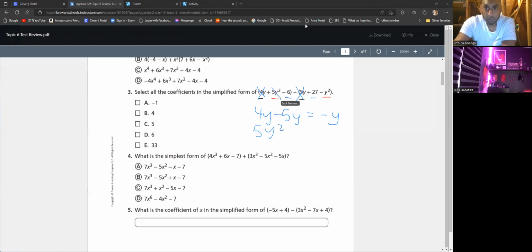What is 5y squared minus y squared? What's the coefficient there? What's 5 minus 1? It's 6y squared. Okay. That's it. Yeah, that's it. And then negative 6.